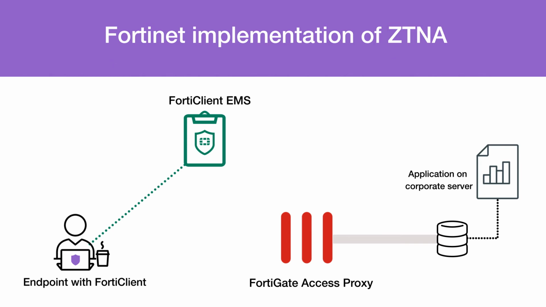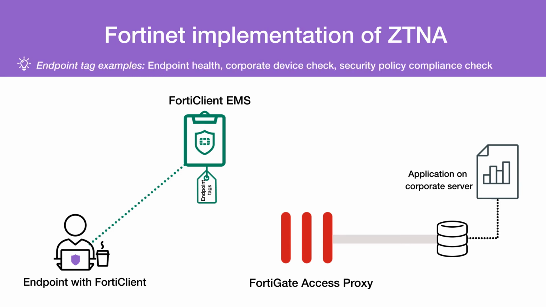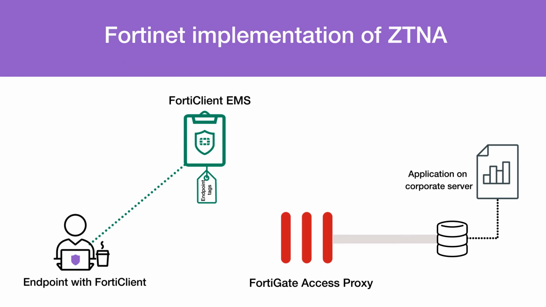Then EMS uses the collected endpoint information to create tags for the endpoint. Examples of the tags are endpoint health, corporate device check, security policy compliance check, vulnerability status, and more. FortiClient EMS also issues and signs the client certificate for the FortiClient. The FortiClient certificate information, along with the EMS tags, is then synchronized with the FortiGate.